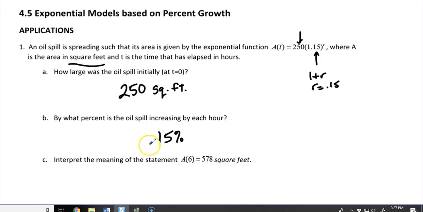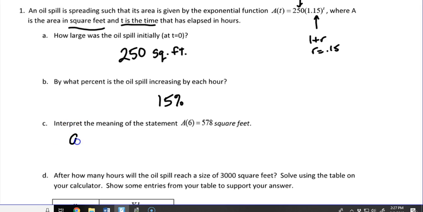Finally, interpret the meaning of this statement: A of 6 is 578 square feet. Well, it's A of t. That means t must be 6. So 6 hours, right? Because t is time in hours. And then A represents the area in square feet. Okay, so let's write out what we said.